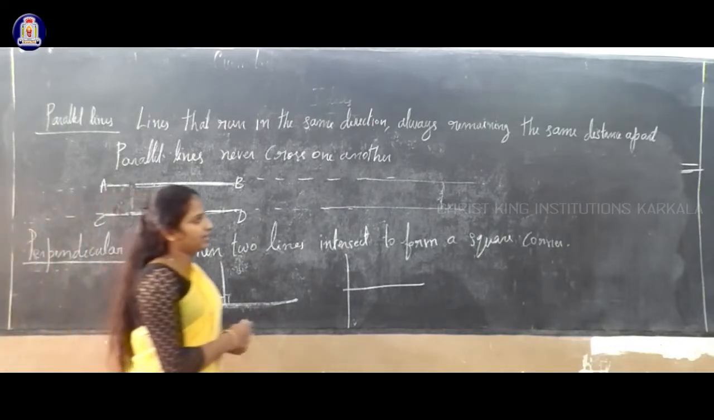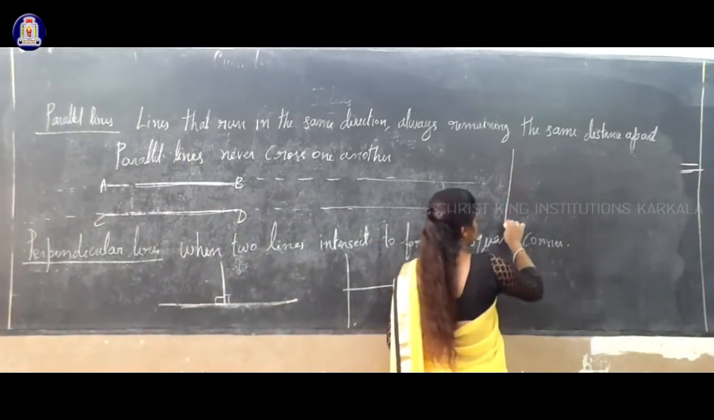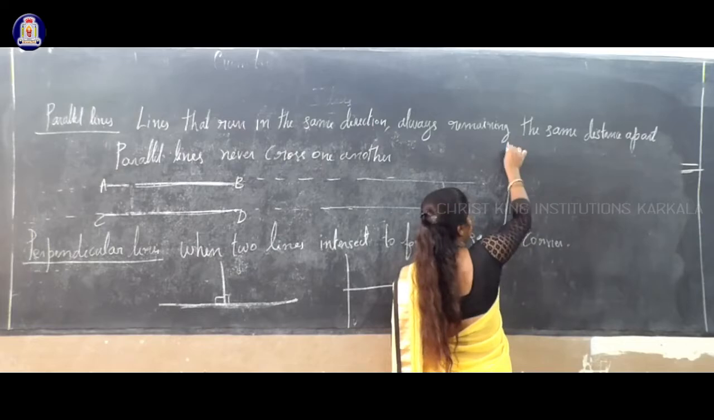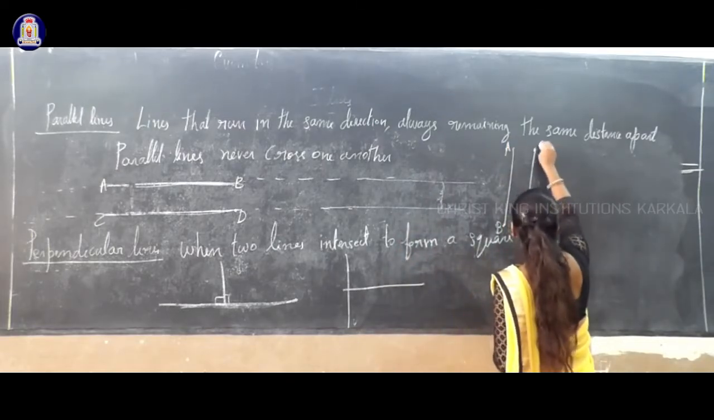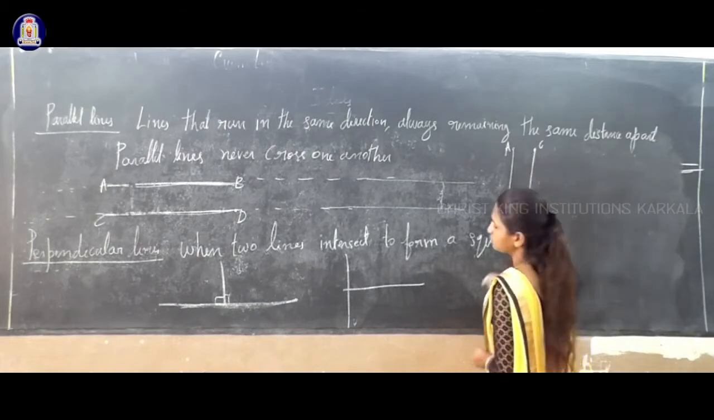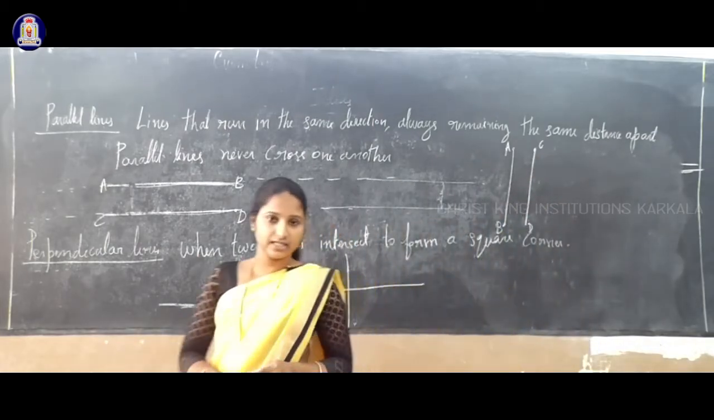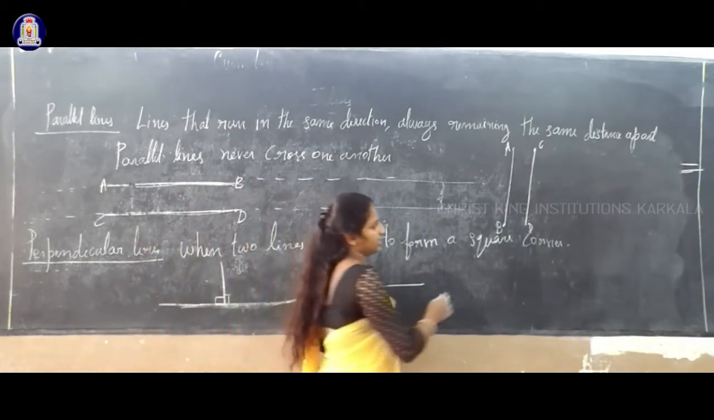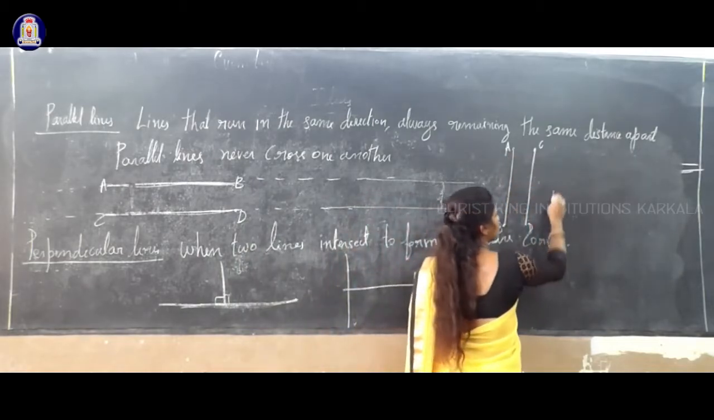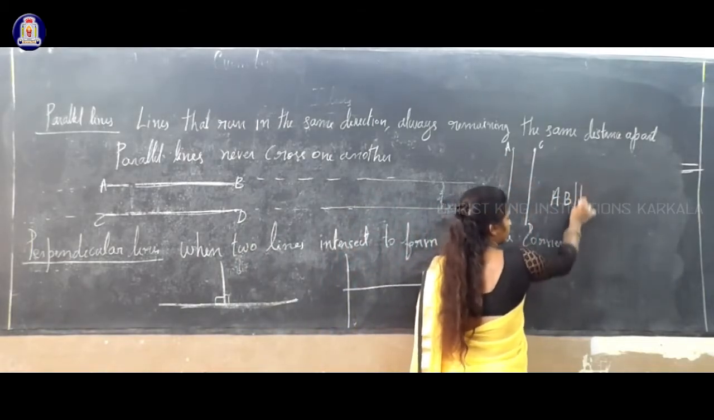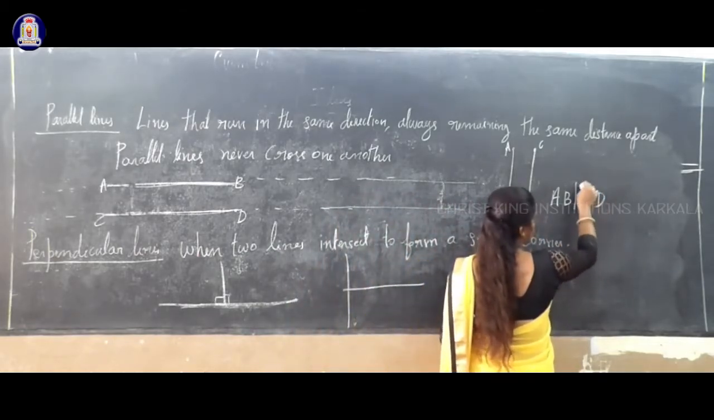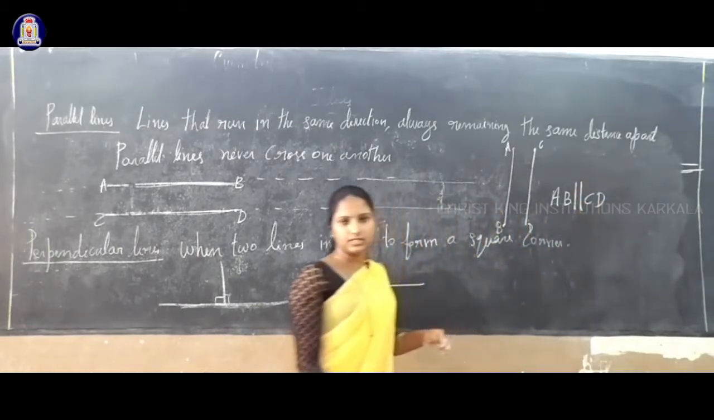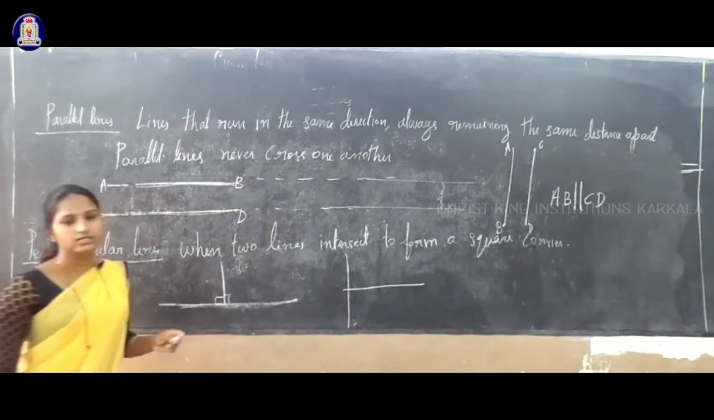Sometimes we draw a parallel line like this. If you consider a straight line segment AB as a vertical line, and one more line we can draw is CD, so CD is also a vertical line. So AB is parallel to CD. Mathematically we can write it like this: AB is parallel to CD. This is the mathematical representation.